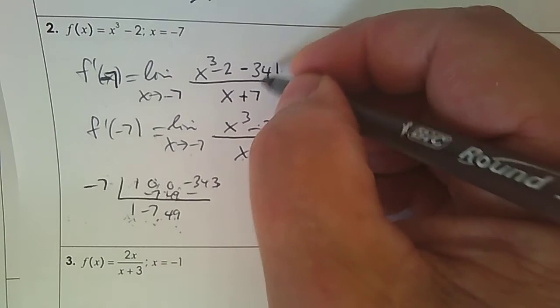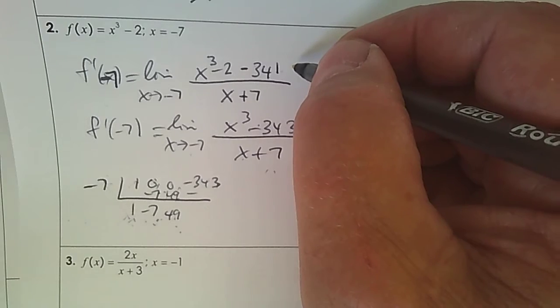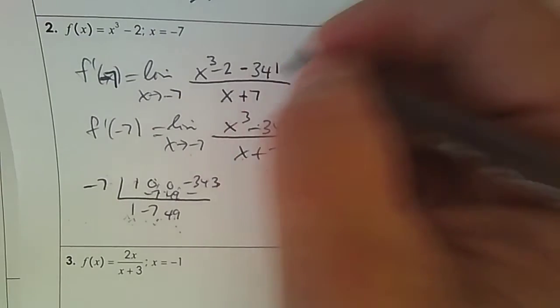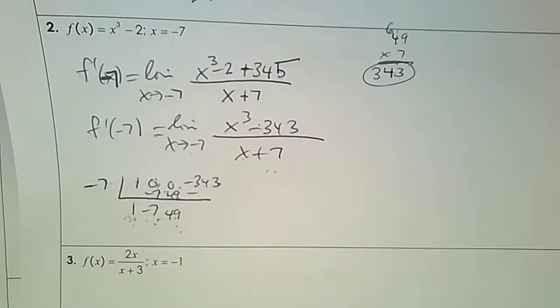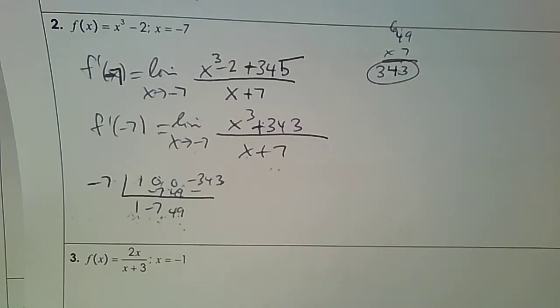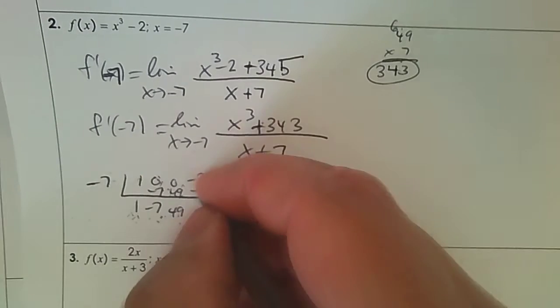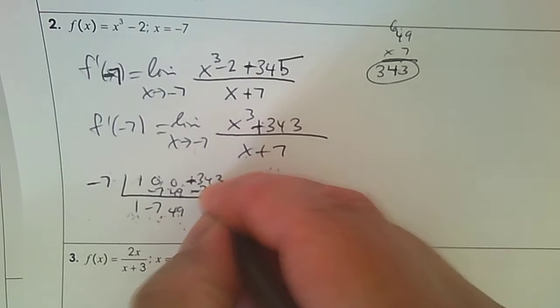And when you subtract a negative, that should have been plus 345. Subtract 2, and you get positive 343. This is a sum of cubes. That just means that this should have been positive 343.